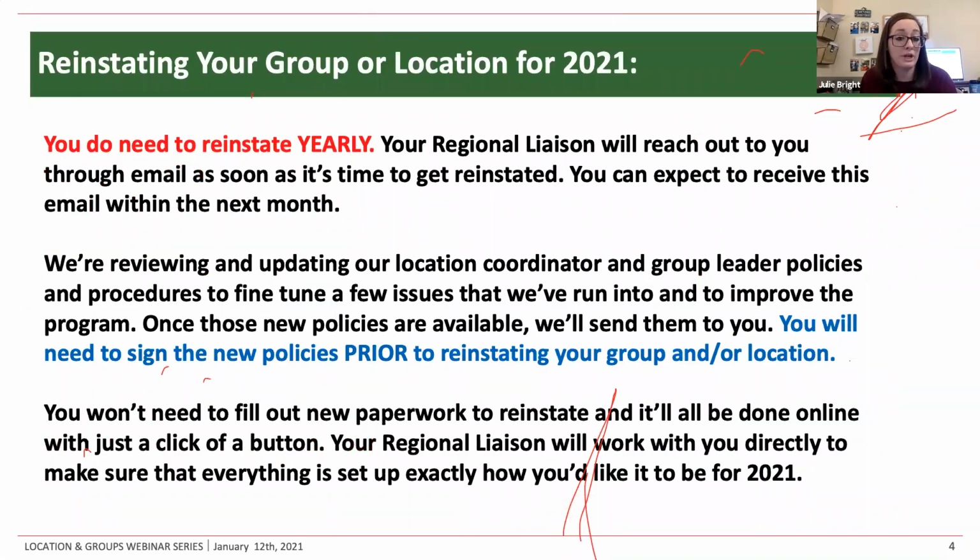So now let's talk about the new year. You do need to reinstate every year. Your regional liaison will reach out to you through email as soon as it's time to get reinstated for this year. You can expect to see this email within the next month. Right now, we are reviewing and updating our location, coordinator, and group leader policies and procedures to fine-tune a few issues that we've run into and improve the program. Once those new policies are available, we will send them to you and you will be required to sign the new policies prior to reinstating your group and or location this year.